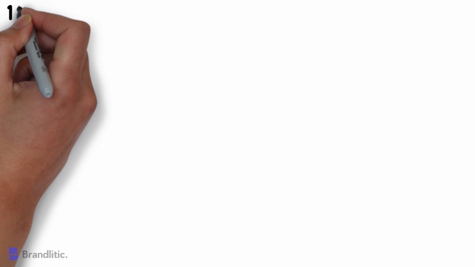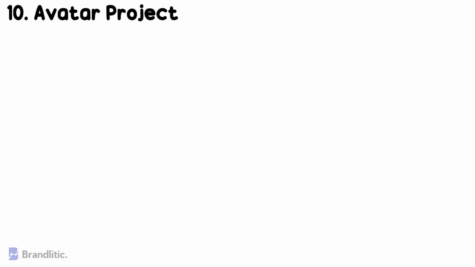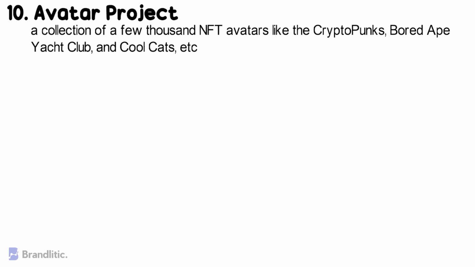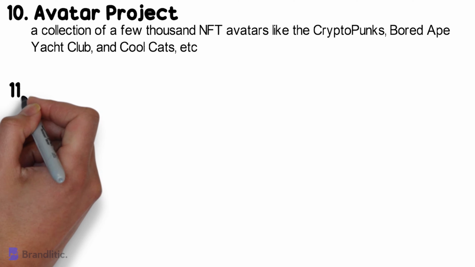Number 10. Avatar Project. An avatar project is basically the same as a 10K project. That is a collection of a few thousand NFT avatars like the CryptoPunks, Bored Ape Yacht Club, Cool Cats, Gutter Cat Gang, etc.